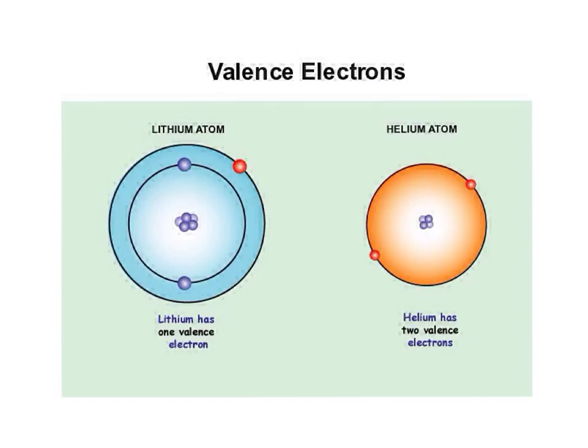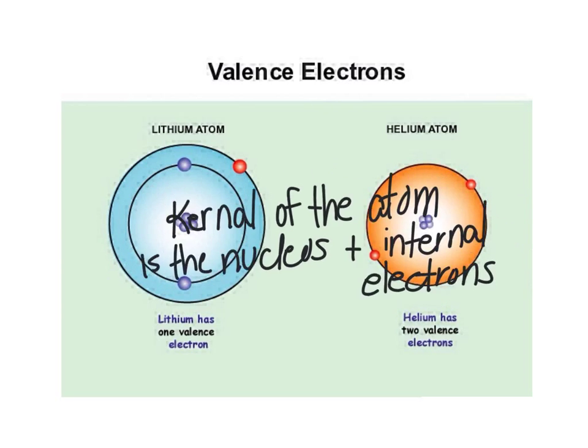Okay, there's another definition that we have to touch on, and that is the kernel of the atom. The kernel of the atom is everything except for those valence electrons. So the kernel of the atom is going to include your nucleus, so the kernel is the nucleus, which includes the protons and the neutrons, and any internal electrons.